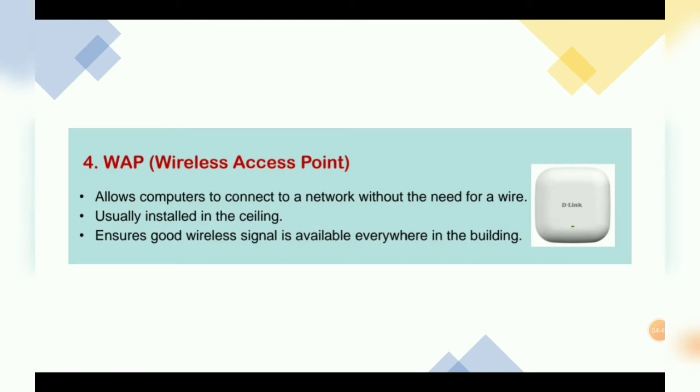Now comes the WAP, the wireless access point. You might find a wireless access point at your homes and schools also, but let's see what its function is. A wireless access point allows computers to connect to the network without the need of a wire. So you can connect to the network without the need of a wire. It is usually installed in the ceiling and ensures that a good wireless signal is available everywhere in the building.